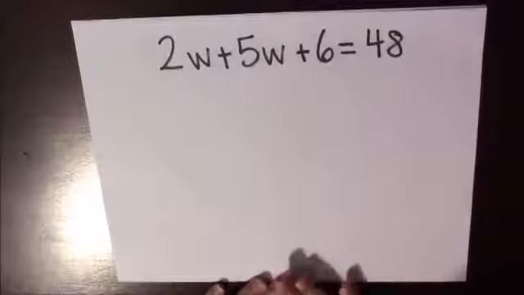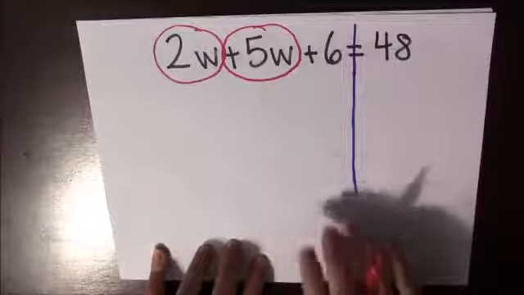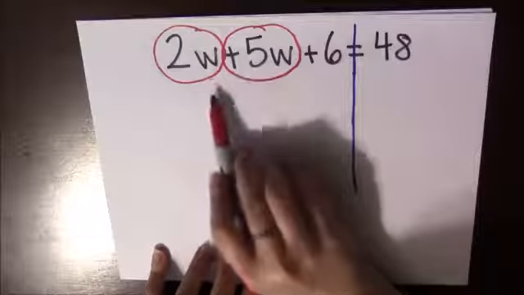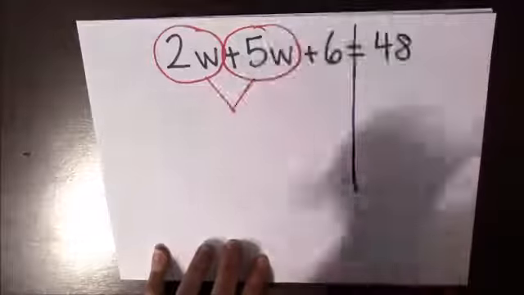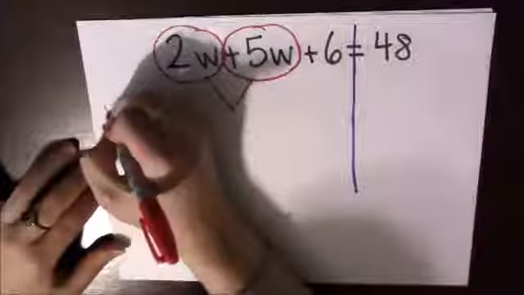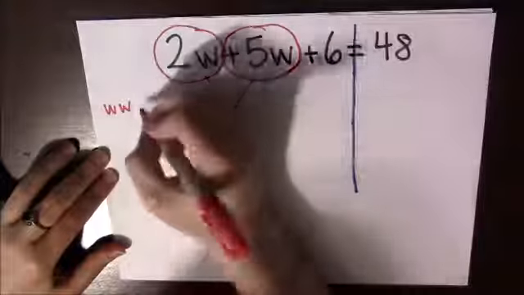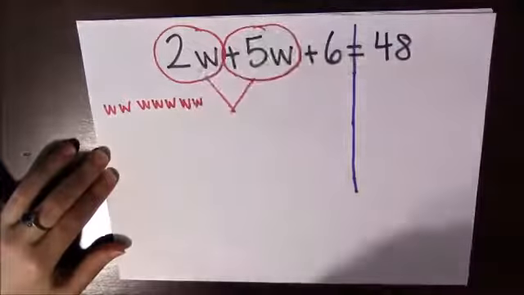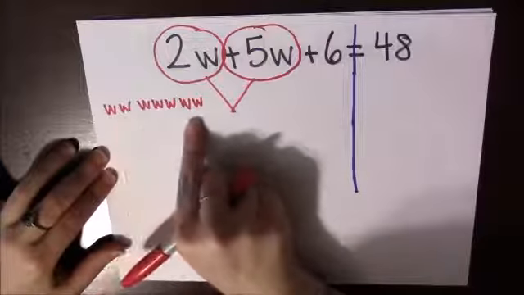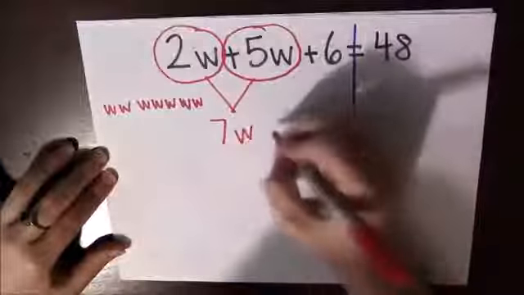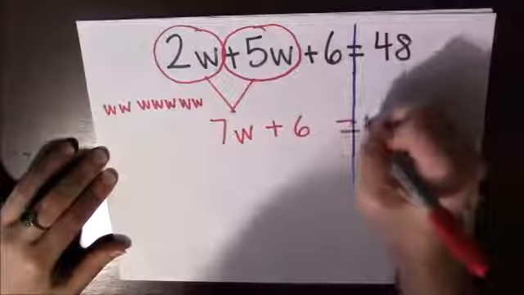can draw my river. Again, we're talking about combining like terms. Look, we have two terms that are both circled, so that means that they can be combined or put together. So 2w plus 5w is kind of like saying 2 w's plus another 5 w's. How much are those together? So we have 2 plus 5, which is altogether 7w. So 7w plus 6 equals 48.